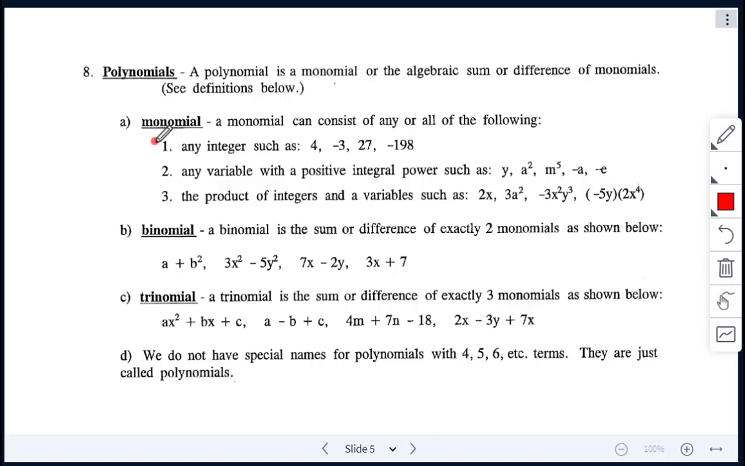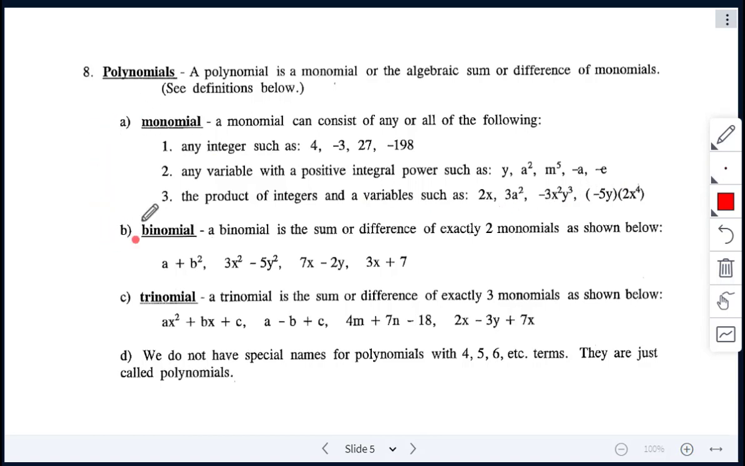subcategories. So a monomial can be any integer, right? Just like these, positive or negative. It can be any variable with a positive integral power. So for example, y, a squared, m to the power of 5, negative a, negative e. And it can also be the product of integers and variables. So 2x, 3a squared, negative 3x squared y cubed, and so on. Notice there's no addition or subtraction in between terms. All right, so it's just one term. That makes up a monomial.